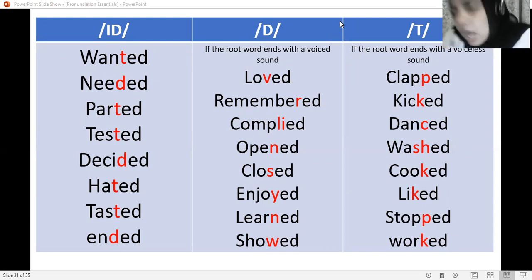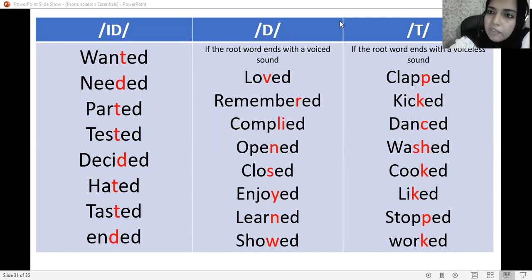First thing I need to mention, when do we have the ed ending? First of all, we have it for the past tense form of a verb by adding ed to the root verb, like for example, want, the past wanted. So that's the first thing.